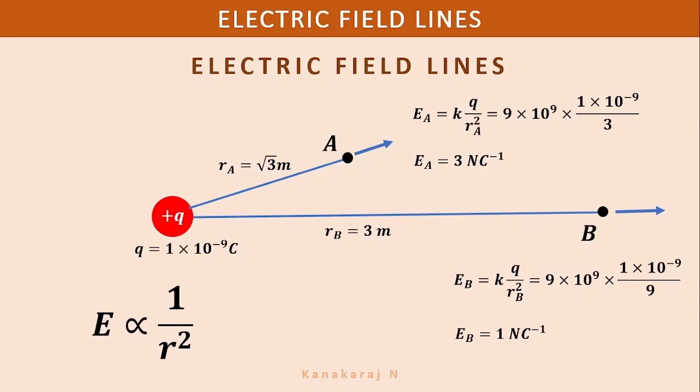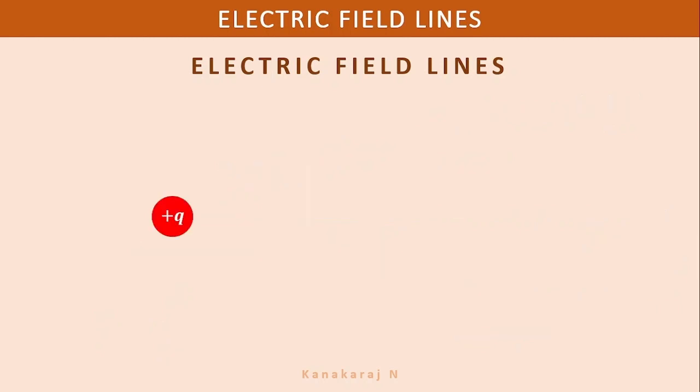By taking Ra as radius and plus Q as the center, imagine a shell. The magnitude of electric field intensity on this shell remains the same, but the direction is radially outward. Similarly, you can consider another shell with radius Rb and center plus Q, with all points on the shell having Eb equals 1 Newton per coulomb and its direction radially outward. This is an isolated positive point charge.